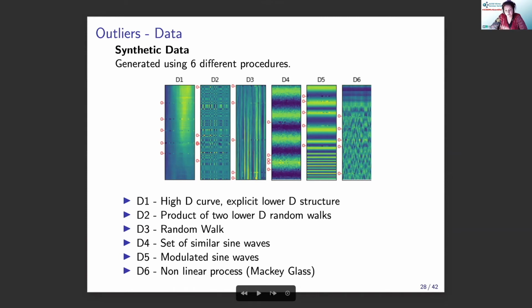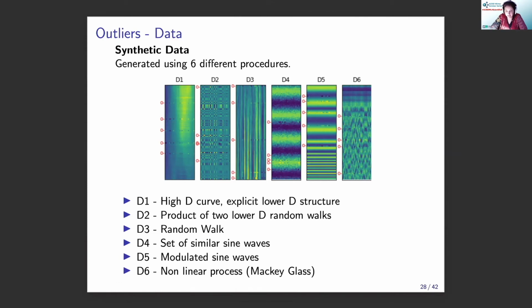D2 is the product of 2 lower dimensional random walks. D3 is just one straight plane random walk. D4 is a set of very similar sine waves. D5 is modulated sine waves. As you can see, the frequency changes. In this case, it goes faster, but it is entirely random, whether it goes faster or slower. And D6 is a non-linear process.